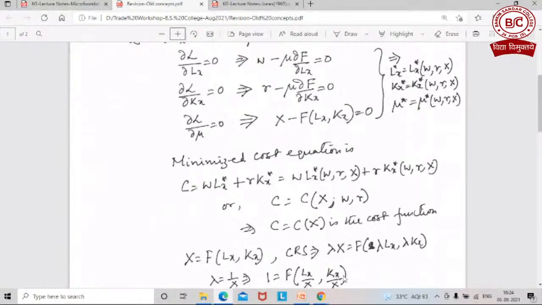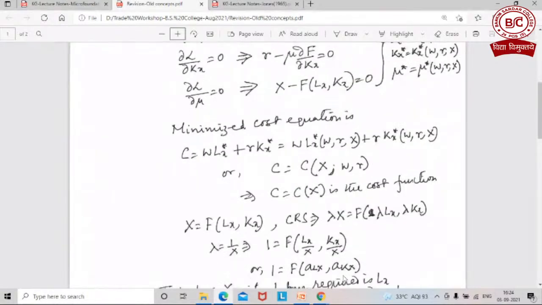Whenever there exist constant returns to scale, it has some speciality. It means that if we increase labor by lambda times, Kx by lambda times, output will also increase by lambda times. Now without loss of generality, if we consider lambda to be 1 by x, you can ask me why I shall consider lambda to be equal to 1 by x. I can consider lambda to be equal to 1 by Lx. Yes, you can do that, but that will not serve your purpose. So you can take any positive quantity to be equal to lambda. So without loss of generality, let me consider lambda equal to 1 by x, where x is positive.